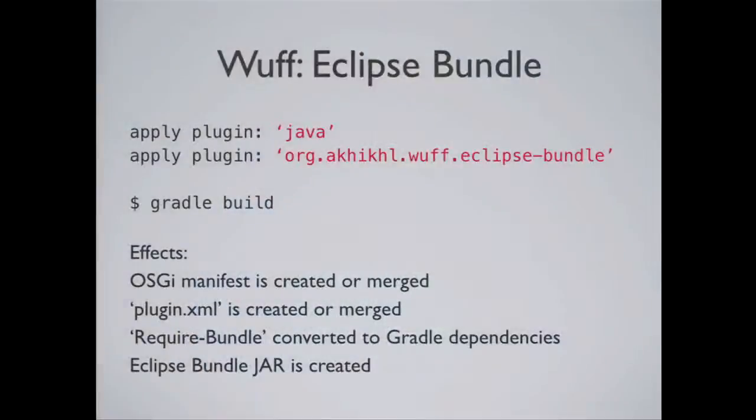Let's start with something simple. We want to build an Eclipse bundle with Wuff. For that, we need to add this instruction, Eclipse bundle, and run Gradle build. That's it. As an effect, the OSGi manifest is created for us. Plugin XML is created for us. Then require bundle instructions from the manifest are converted to Gradle dependencies. And finally, the bundle jar is created.